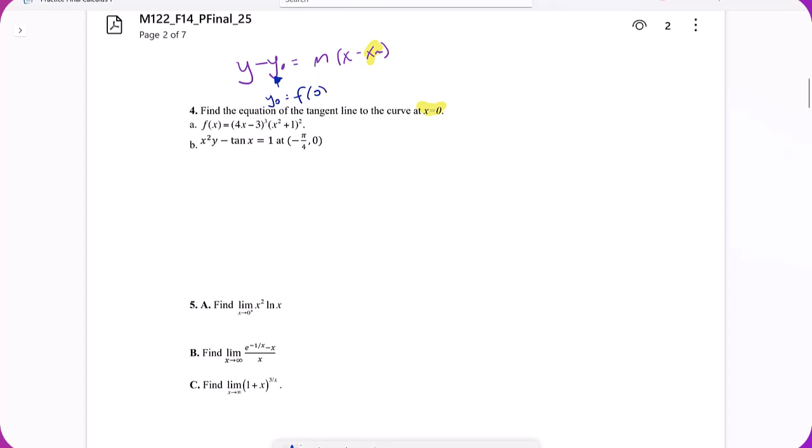So y0 is f of 0, because that's our x value, which is going to be minus 3 cubed times 1, which is minus 27. Now we just need to find m. And how do we find m? We know m is found by the derivative. It's going to be f prime of x when we evaluate it at x equals 0.